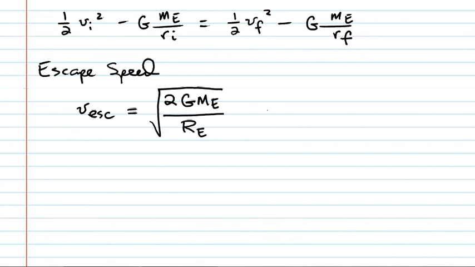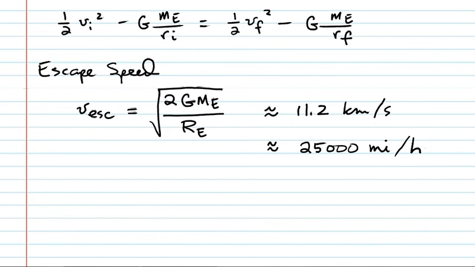And we could plug in and actually, if you want to try that, wonderful, ends up being about 11.2 kilometers per second, although most of us don't really think in terms of kilometers per second. So if we convert that to miles per hour, that's about 25,000 miles per hour. Has to go pretty fast to totally escape from the Earth.